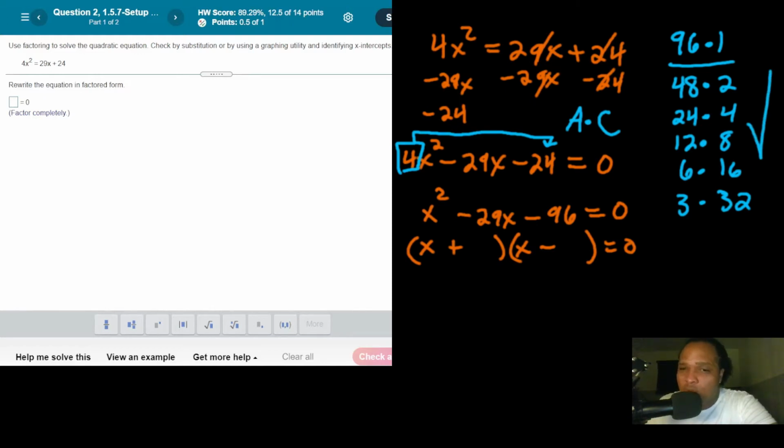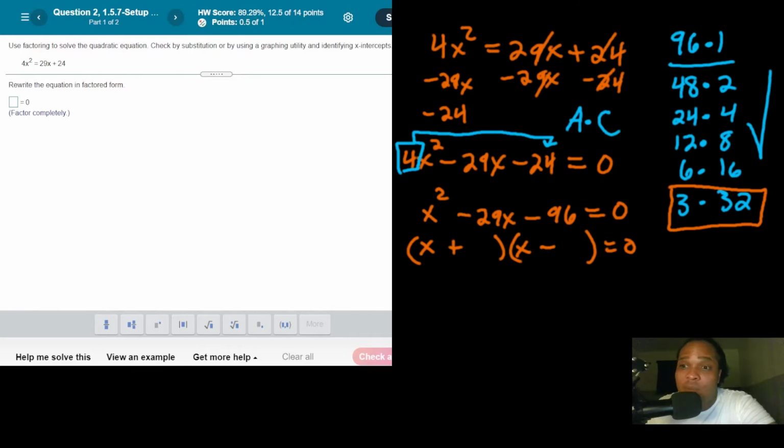So remember, we want to find factors of 96 that when you subtract them would give you negative 29. So which one of those would give you a negative 29 when you subtract them? It has to be this guy. 32 and 3, right? Because 32 minus 3 is 29. Yes, it is. So which one goes where?